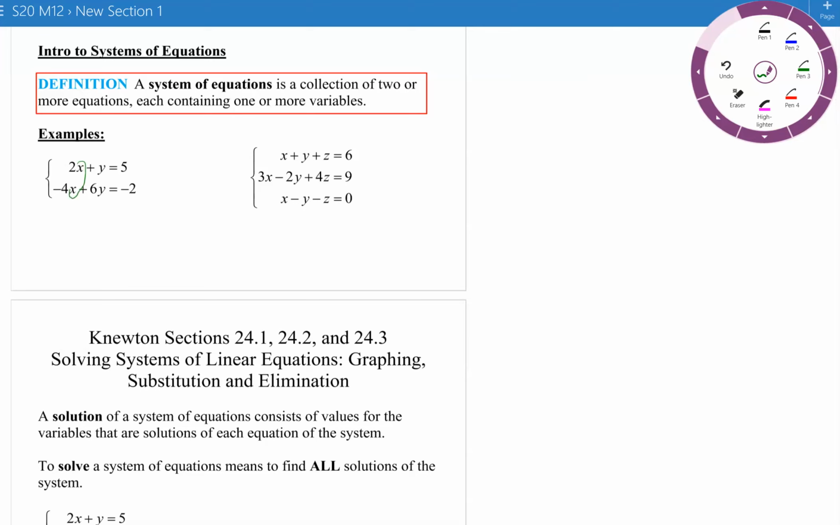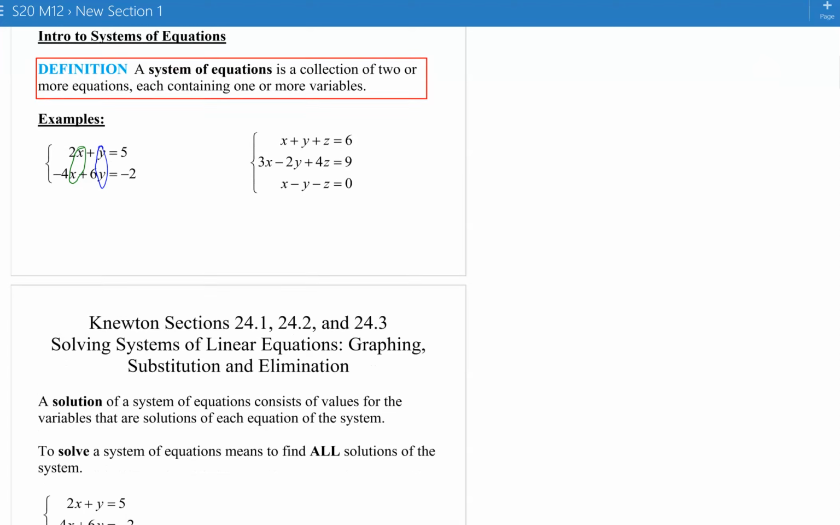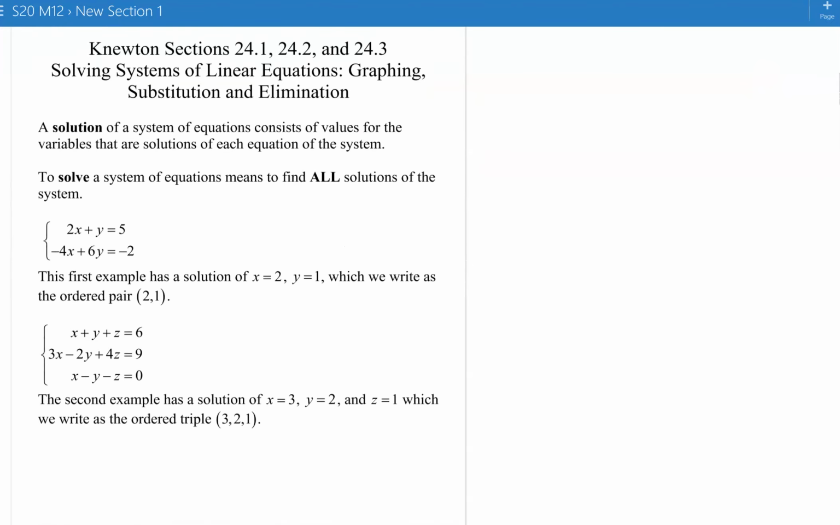So whatever number x is in the first equation, the same number is x in the second equation, and the same with the y. And you can have as many equations and variables as you like. So in fact, once we start getting more and more variables, a lot of times we call them x sub 1, x sub 2, x sub 3, x sub 4, and so on, so that there's no limit to how many variables you can have.